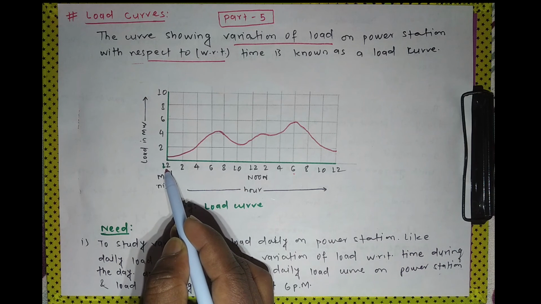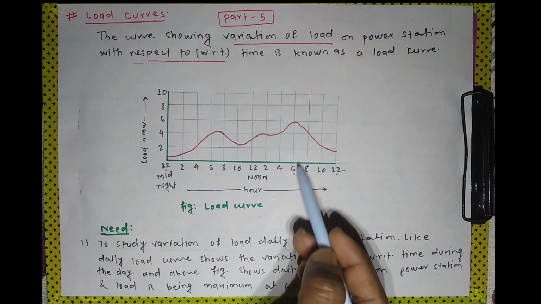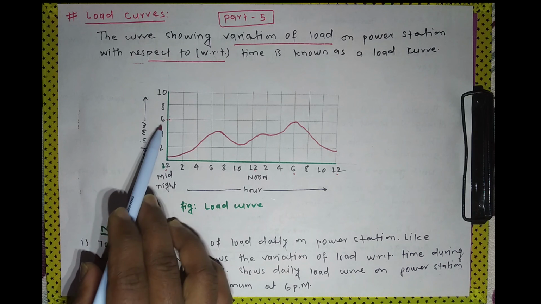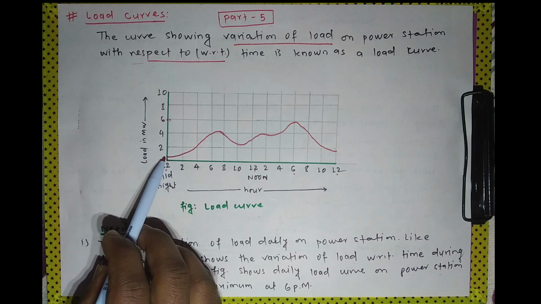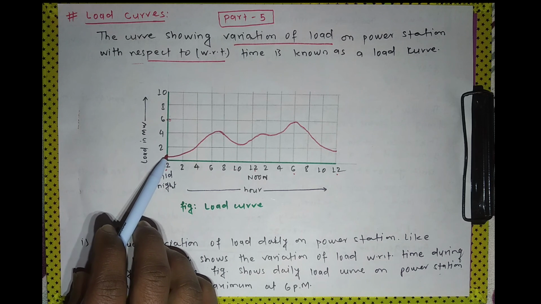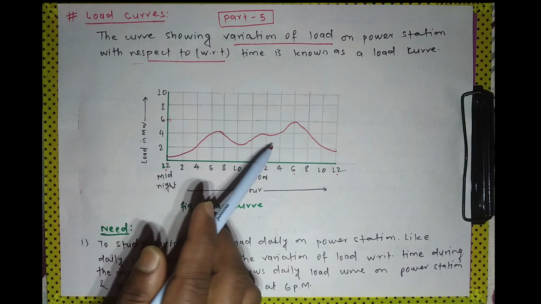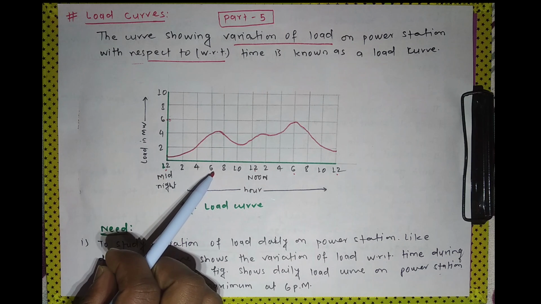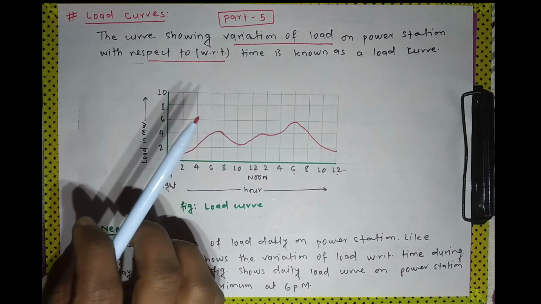This is 12 midnight, 12 noon, and again 12 midnight, and at 6 p.m. there is maximum demand. We can see up to 6 megawatt, but there is least demand at 12 midnight, and again at 12. We can also see higher demand between 6 to 8 a.m. and maximum demand at 6 p.m.